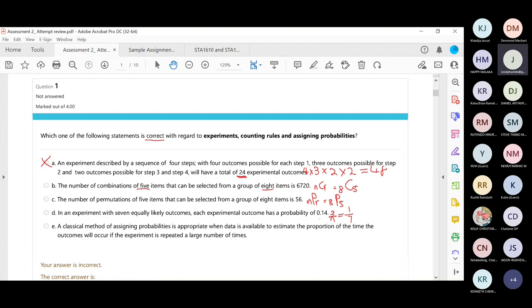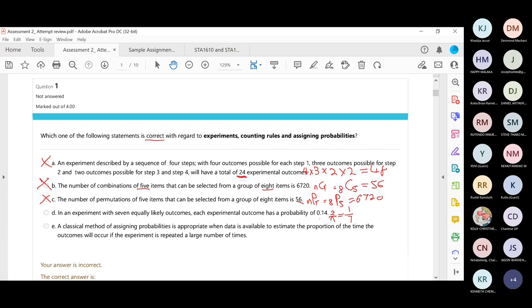What is eight combination 5? 56. Equals 56. Therefore, it means B is incorrect, right? Then move to the permutation. 8 permutation 5 is 6720. And it says it's 56. Incorrect. So therefore, C is incorrect.